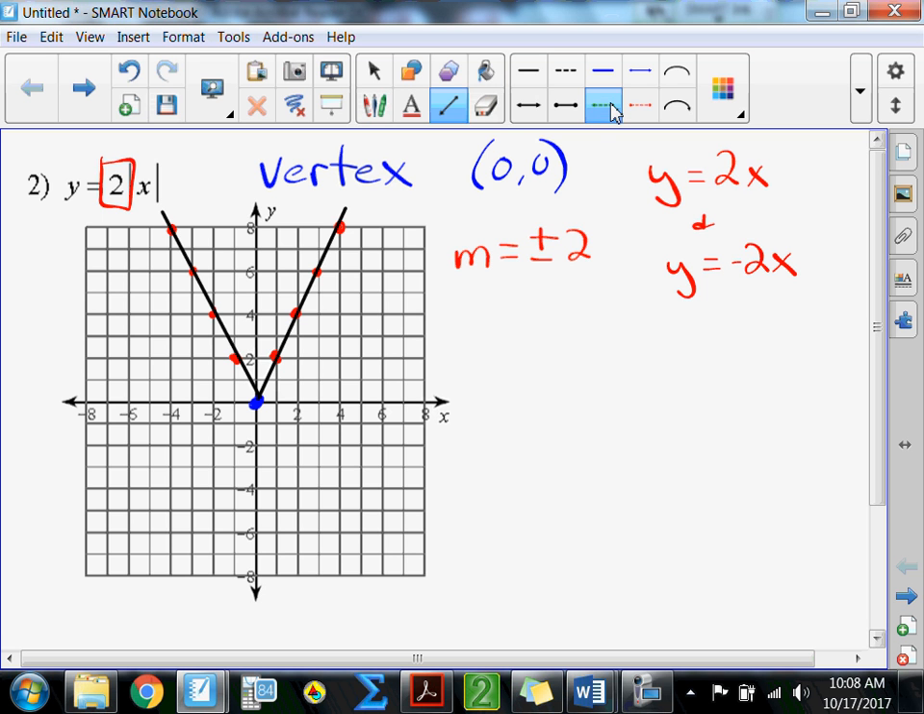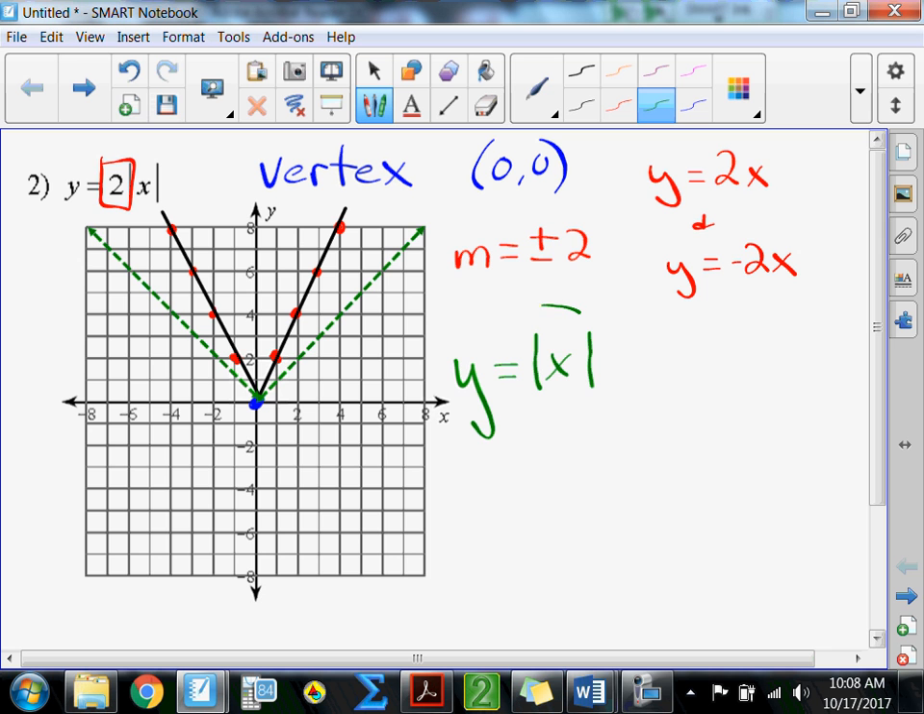I'm going to put the parent function on there just so you can see it. This green one is the parent function, y equals absolute value of x. And so the parent function, you can see, is wider because the 2 in front for y equals 2 times absolute value of x means it should be steeper. It means that every value is twice as high. So on the parent function, this is at 1.